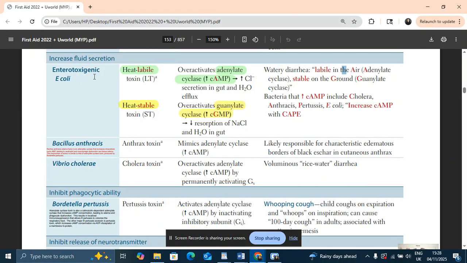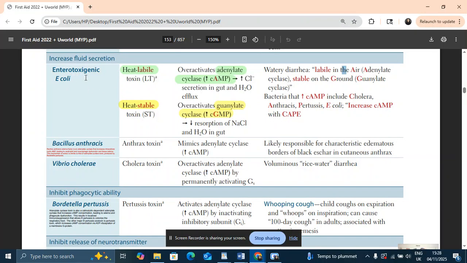Enterotoxigenic E. coli causes watery diarrhea. Heat stable toxin overactivates guanylate cyclase, increases cyclic GMP, and eventually decreases reabsorption of sodium chloride ions in the gut. Sodium chloride ions and water in the gut lead to watery diarrhea.